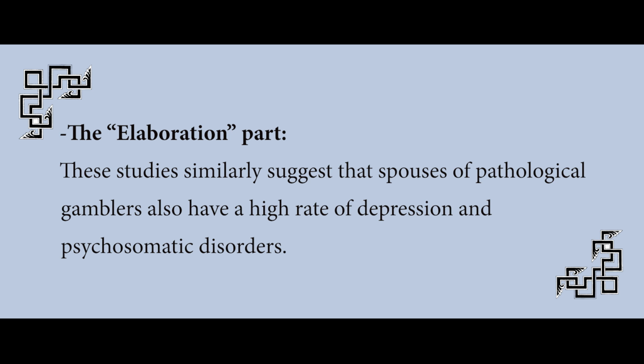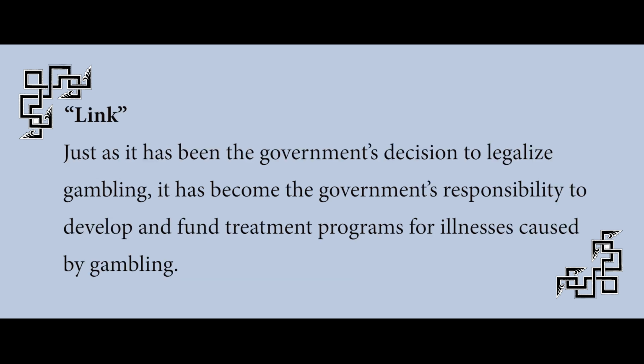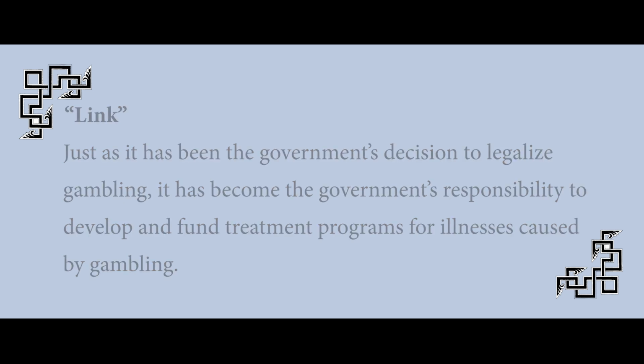And finally, how the writer has used a link to link one idea to another. Just as it has been the government's decision to legalize gambling, it has become the government's responsibility to develop and fund treatment programs for illness caused by gambling. So those were the examples of the con point, and now let us see the refutation part.